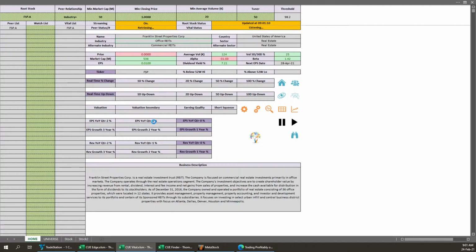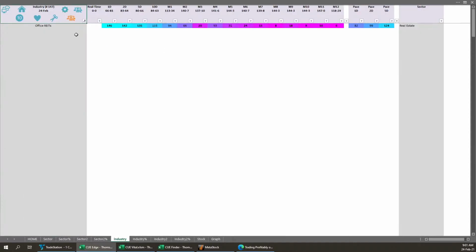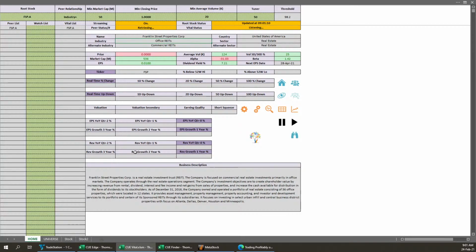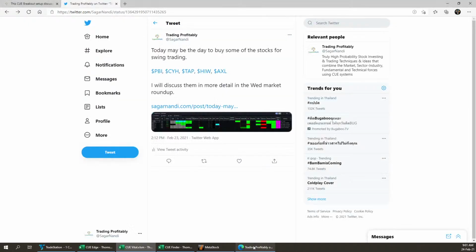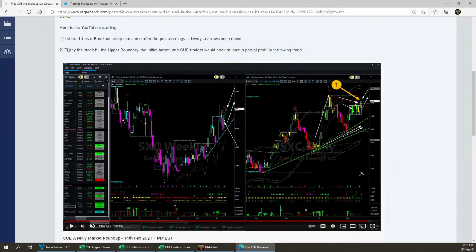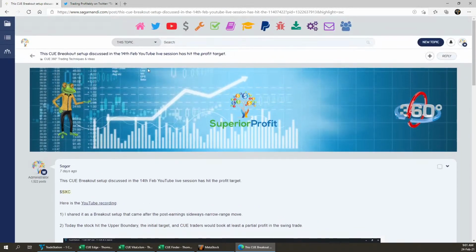The stock that I discussed just a while ago. Okay, office REITs, commercial REITs. Yes, same industry. Very strong industry. We saw that. And if we look at FSP's fundamentals, see the dividend yield 7.2%. Yesterday when I shared it, I think I shared it in the forum. I think it had even higher, about 8% dividend yield at that time.